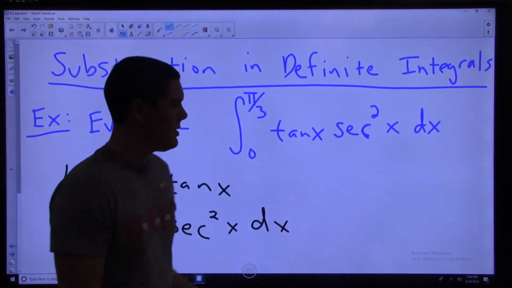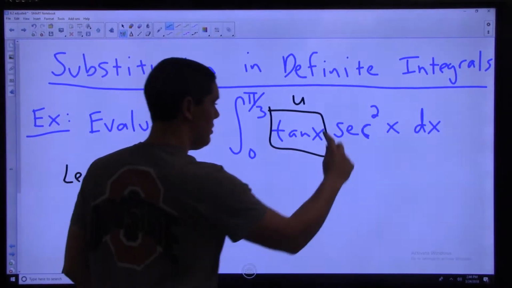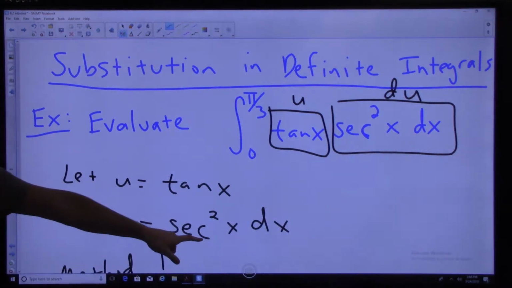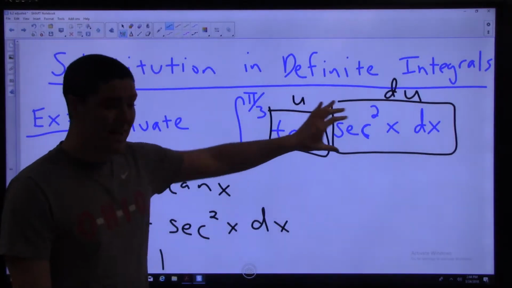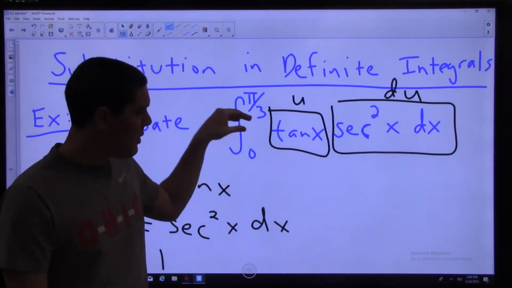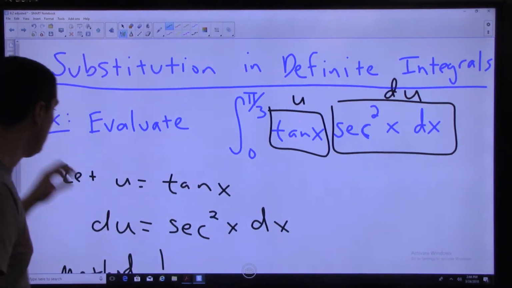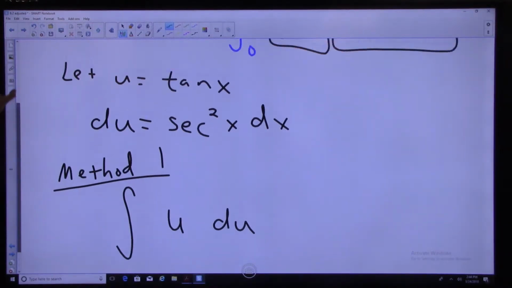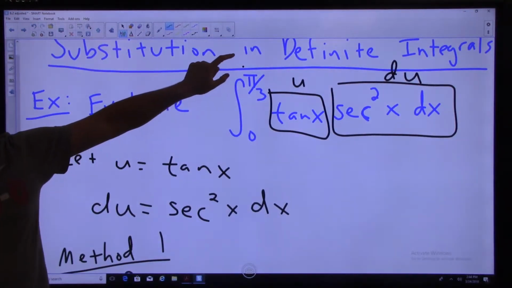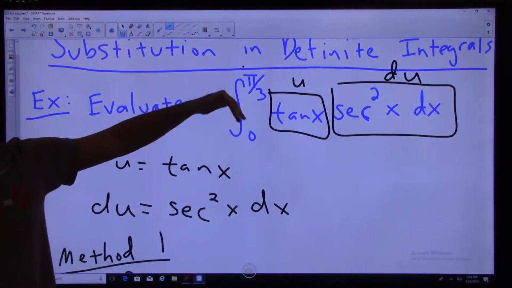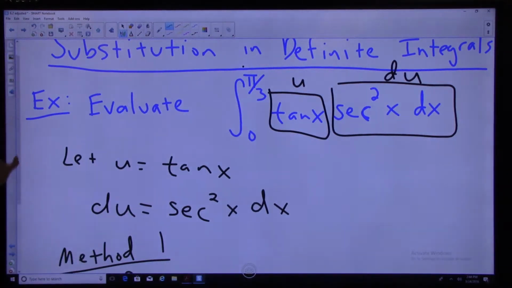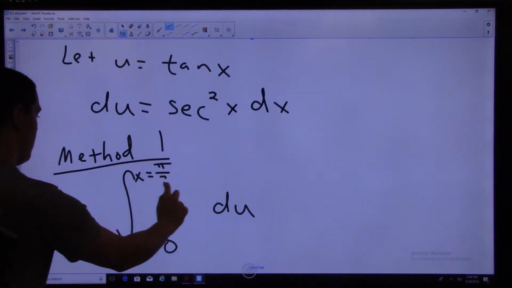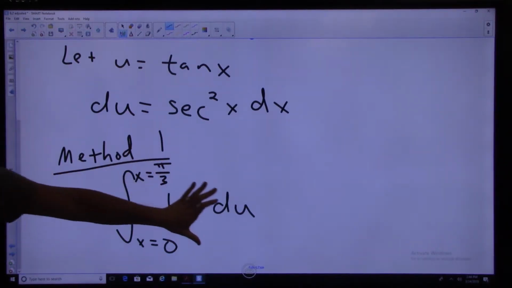Isn't this guy du? Let me point this out. This is u, and isn't that whole thing du? Everybody agree? So I'm rewriting this expression as u du. Here we go, let me write this down: u du. But these two values are x values, so we still have to denote that they're x values, not u values. So this is going to be x equals 0 and x equals pi over 3. I'm not going to be able to plug those in for u.